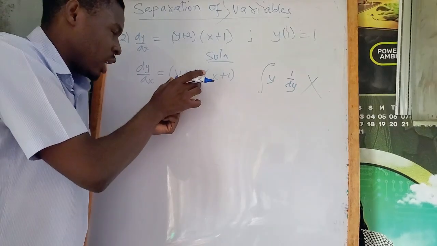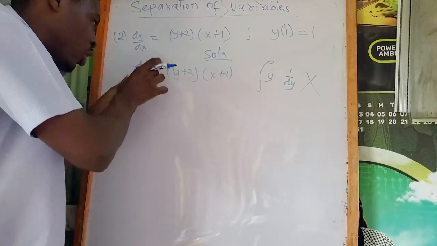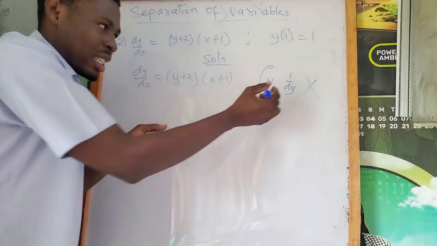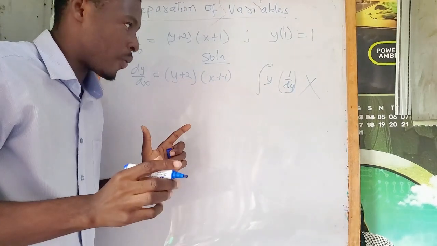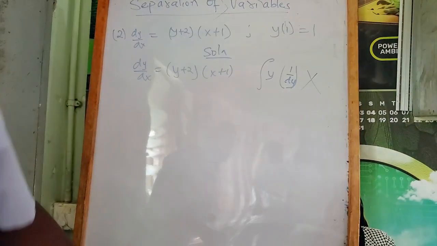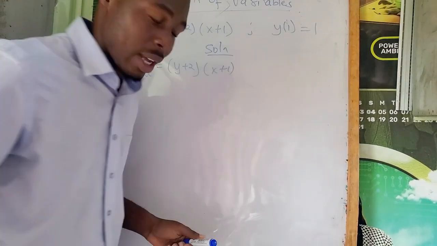Don't ever take dy to the other side. Always ensure that you take the terms that have y to one side, and dx to the other side, so that you don't have any of the dy's or the dx in fractional form, because that will not work out for you. Let's clean that very fast.